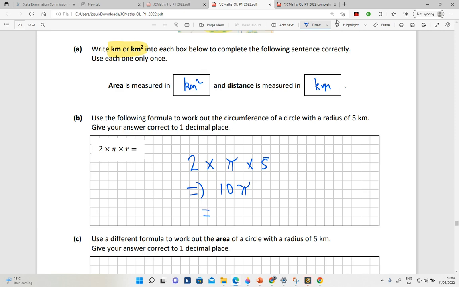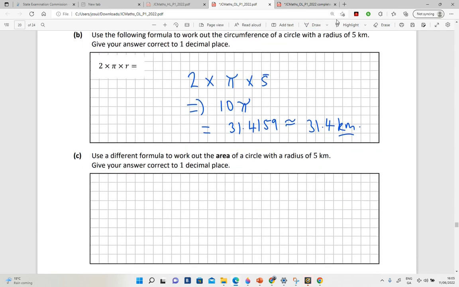which is, if you calculate that out on your calculator, 31.4159, which is 31.4 to 1 decimal place. So that's what they're looking for. And this is circumference, so it's kilometers, it's not kilometers squared. Okay, so that's that one.